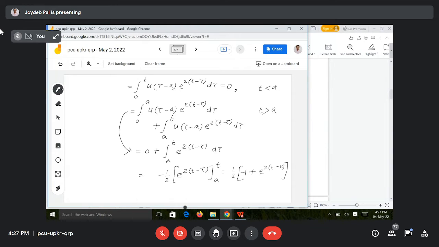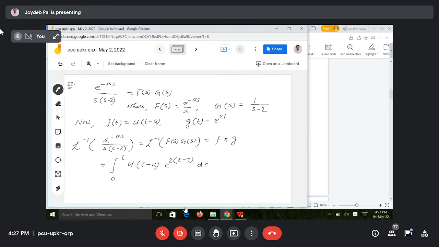No, sir. Sir, if we change the value, means in f of s we put 1 by s minus 2 and g of s e to the power minus s by s, then it will be more complicated. Same. You want to alter these two. Yes, sir, that will be same. But if you take f of s as e to the power minus s only and g of s as 1 by s into s minus 2, that may be complicated or maybe easier, I don't know. We have to check.